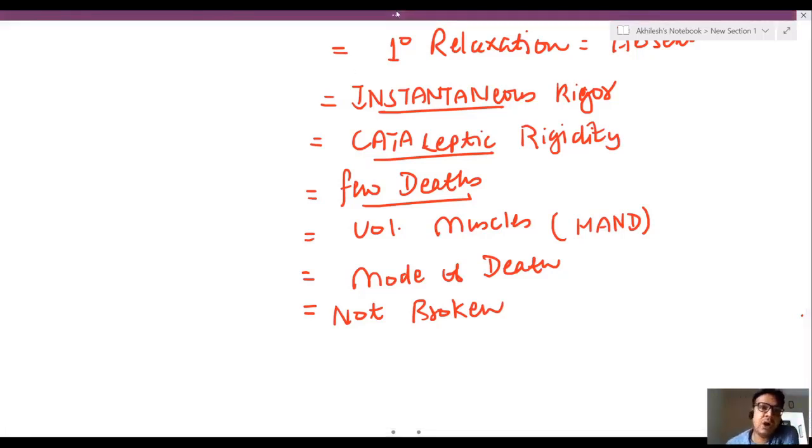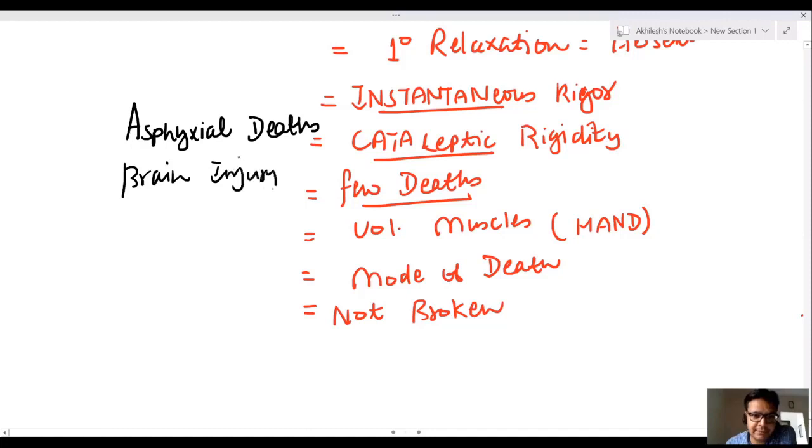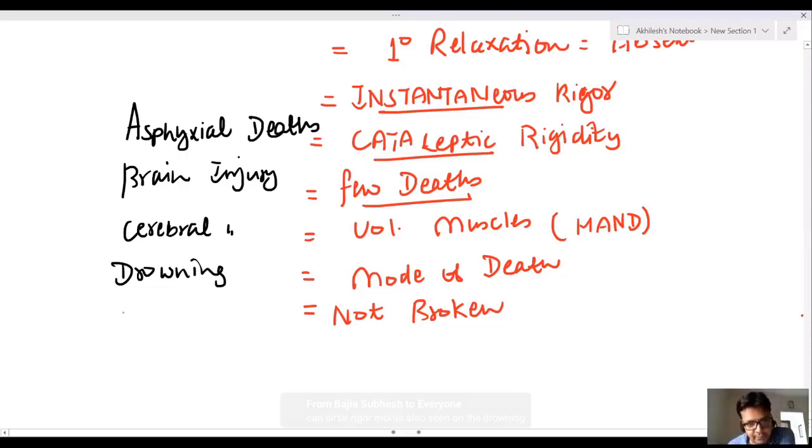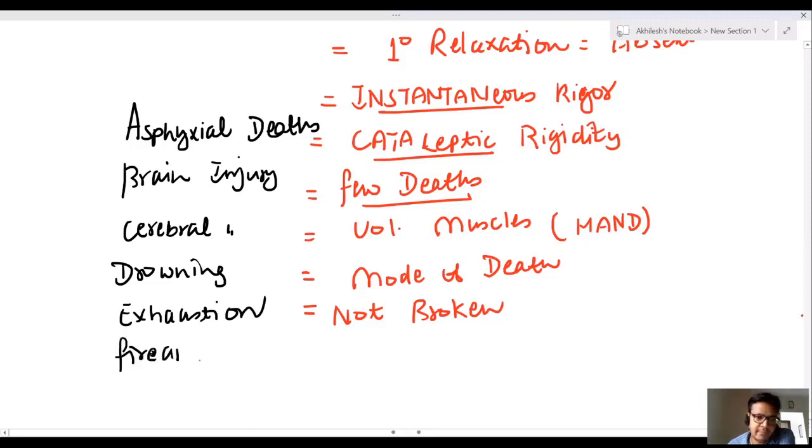Now, what are the deaths in which it is seen? It is not seen in all deaths. I start with A. Asphyxial death, it can be seen. Brain injury, cerebral injury, it can be seen. Drowning, I told you, it can be seen. Exhaustion, it can be seen. Firearm and fear, it can be seen.